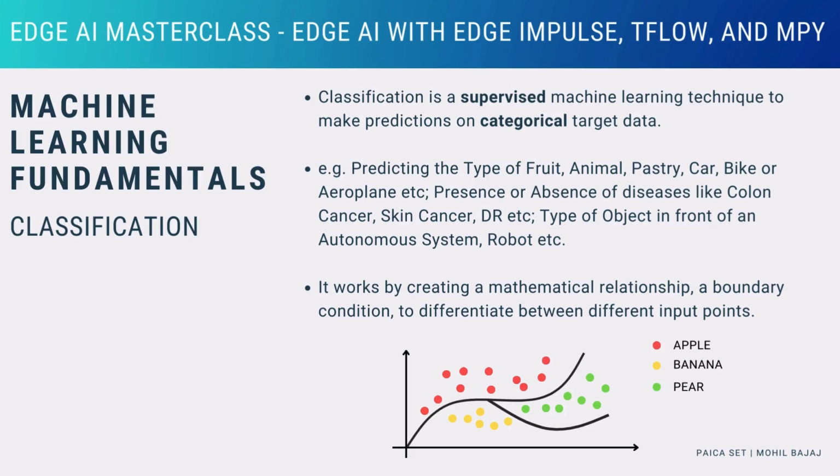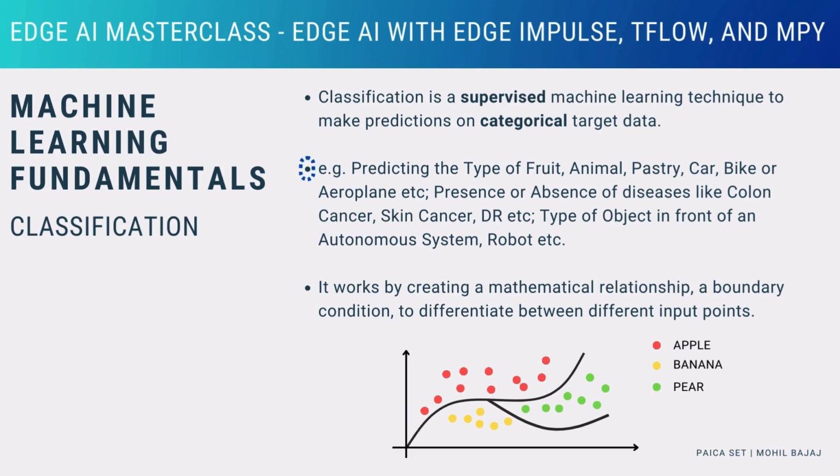Next, we have classification. Unlike regression, classification deals with categorizing data into predefined groups or classes. This could be anything from identifying whether an email is spam or not, the different animals in a park, to classifying the fruits as apples, bananas, or pear based on their features.